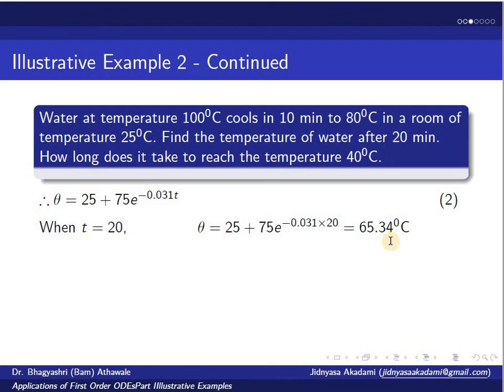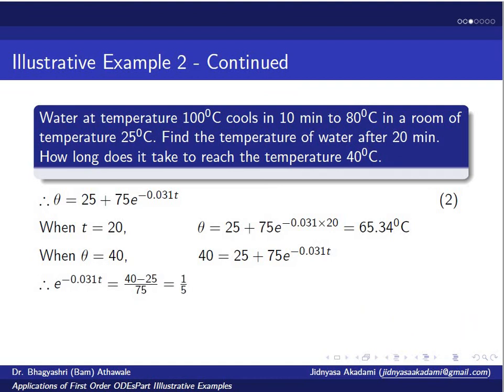The second question is, we want to calculate the value of T when theta is 40. So put theta is equal to 40 in the equation. We get 40 is equal to 25 plus 75 e raised to minus 0.031 T. And therefore, e raised to minus 0.031 T is equal to 40 minus 25 divided by 75, which is 15 upon 75, which is 1 by 5.